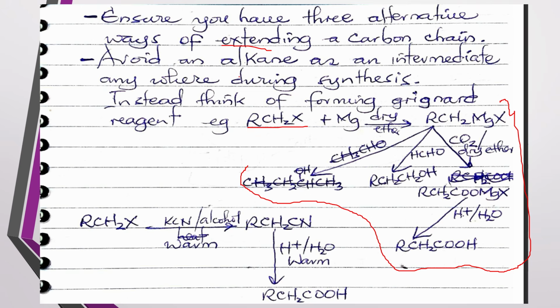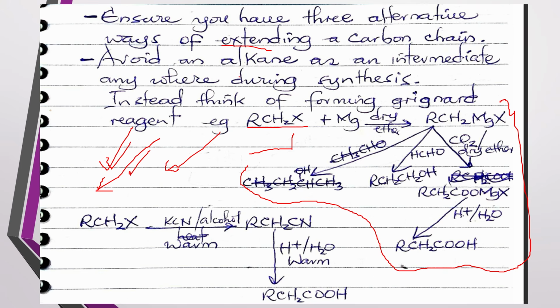Now on this, I told you to avoid boxed arrows. Make sure that all your arrows are straight. If you're going to the next line, you make it diagonal. Conditions must be down the arrow, and then reagents must be on top of the arrow. So take note of that.